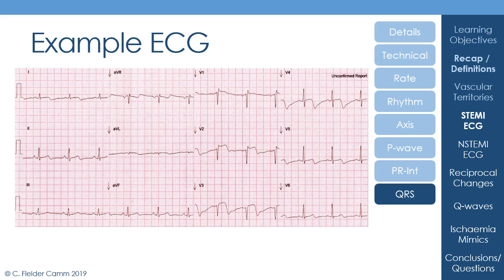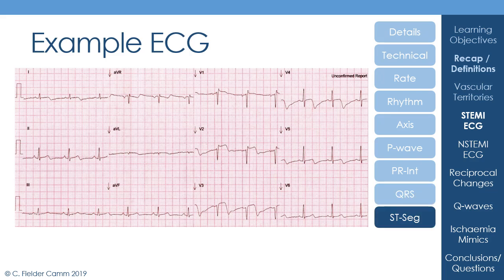And the QRS complex is narrow, so it's less than 3 small squares wide, and it's certainly not overly large. So when we add up the S wave in V1 and the R wave in V6, it's certainly less than 35 small squares. So, ST segment.